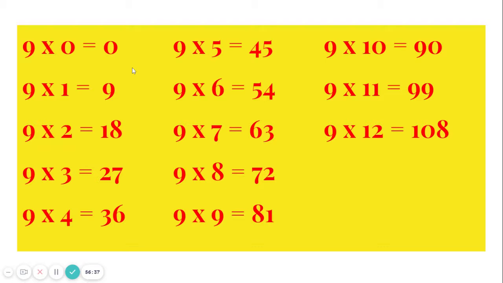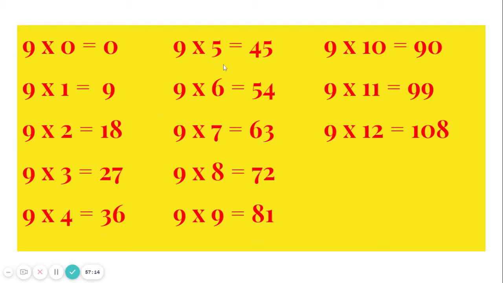9 times 0 is 0. 9 times 1 is 9. 9 times 2 is 18. Now you can either add that 9 twice because you got 2 9s, double it, remember? Or we can hold down our 2 finger and 1 finger is on our left and 8 fingers on our right. 9 times 3, hold down our 3 finger, 2 fingers on the left side, 7 on the right, 27. 9 times 4 is, hold down your 4 finger, 3 on the left, 6 on the right, 36.